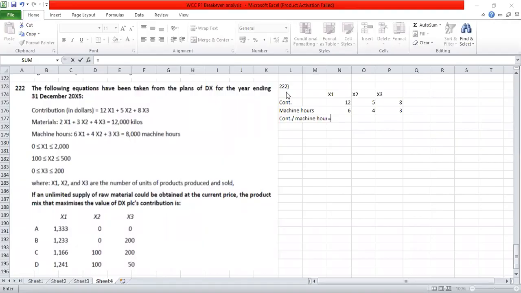Let's see. Contribution can be taken from the objective function equation, which is 12x1, 5x2, and 8x3. Then machine hours are 6x1, 4x2, and 3x3. So now what we have to find out is the contribution per machine hour, which is equal to, it will be 12 divided by machine hours.